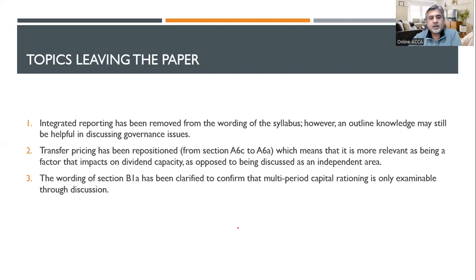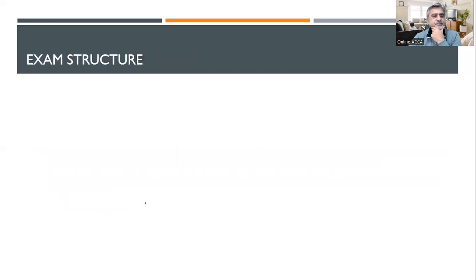That's all. The wording of section B1A has been clarified to confirm that multi-period capital rationing is only examinable through discussion. So calculations will not be required for multi-period capital rationing. It has become a discussion area. In section E1B, Vega and Rho are no longer examinable. These were the two, again, measurement things. They have been removed. Rho is no more there, and Vega is also no more there. So these are the topics which have been either removed or shifted in dimension.